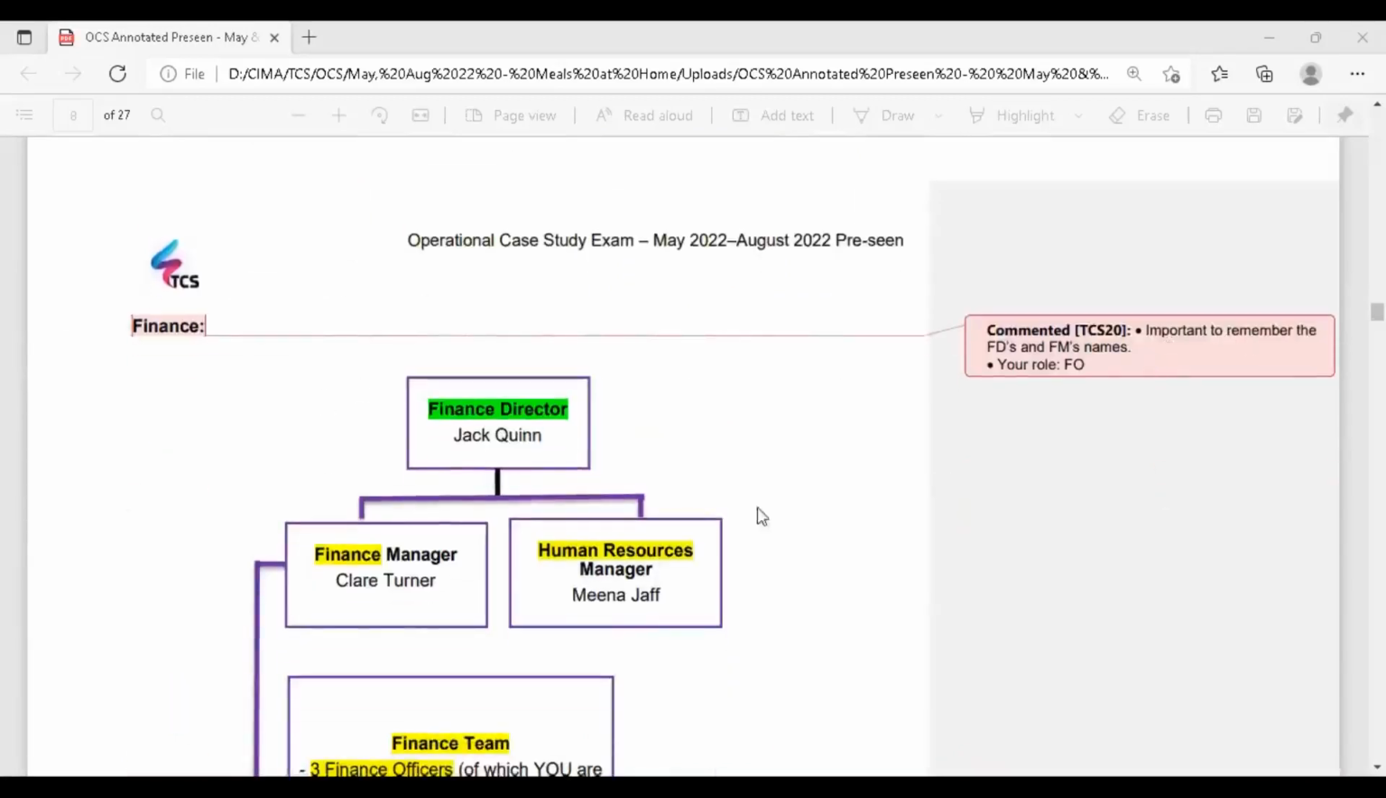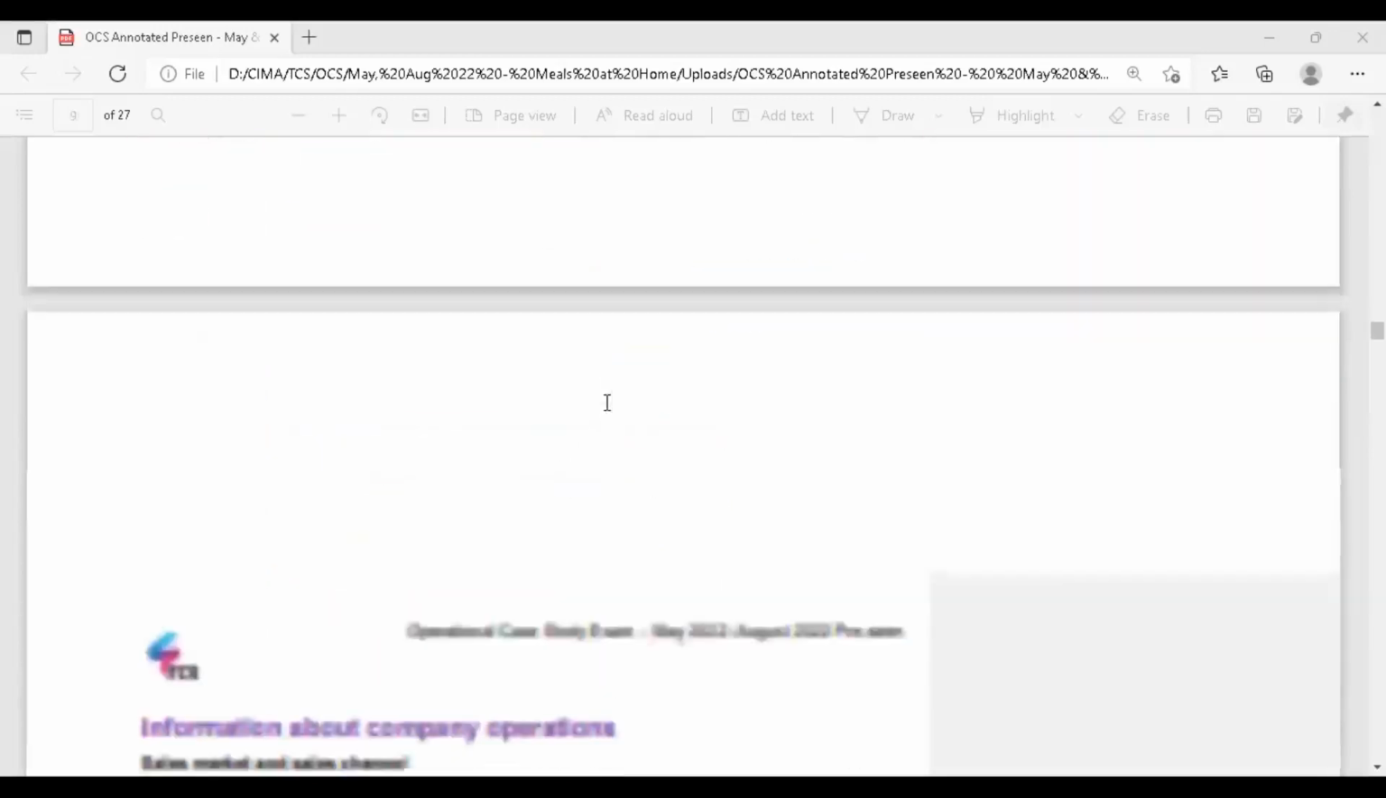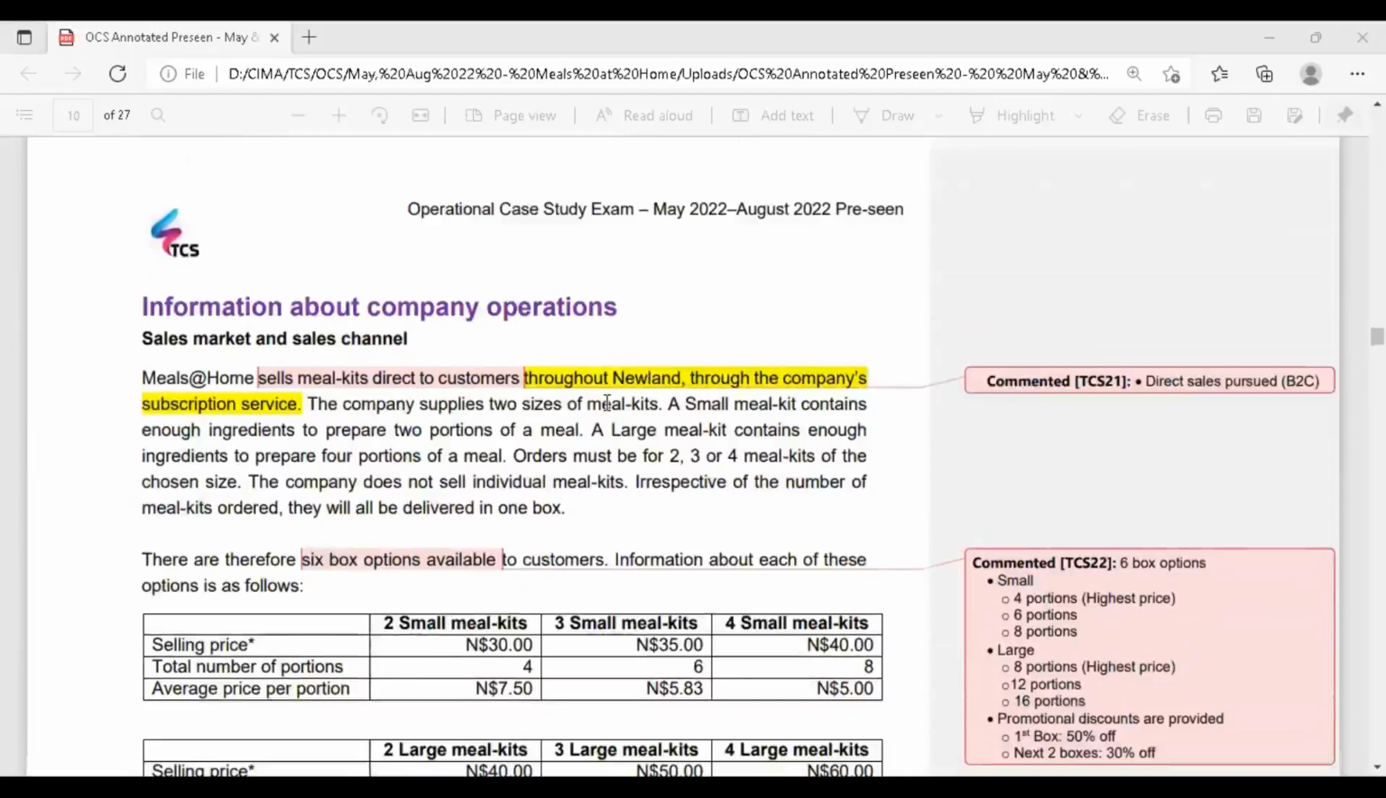And when you look at the structure of the finance function, that's pretty basic. It's important to remember the finance director's and finance manager's names, because they're going to appear in your questions. And when providing answers, you will be responding to these 2 people mainly. So remember the names, Jack Quinn and Claire Turner. Jack Quinn is the finance director and Claire Turner is your boss, the finance manager. And your role is that of a finance officer.